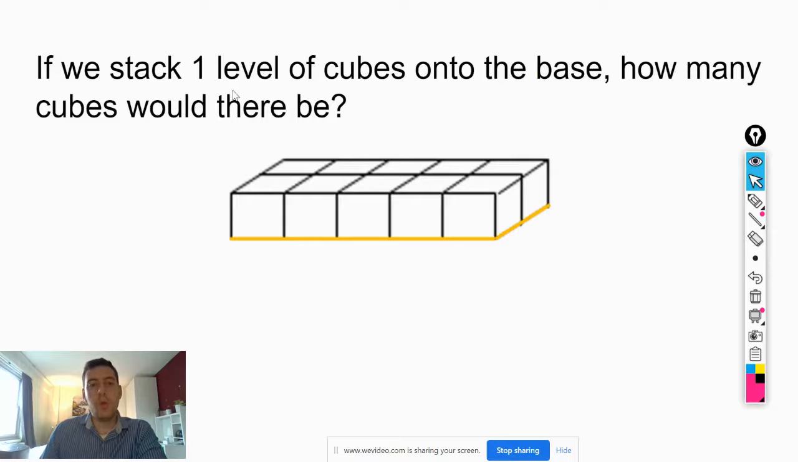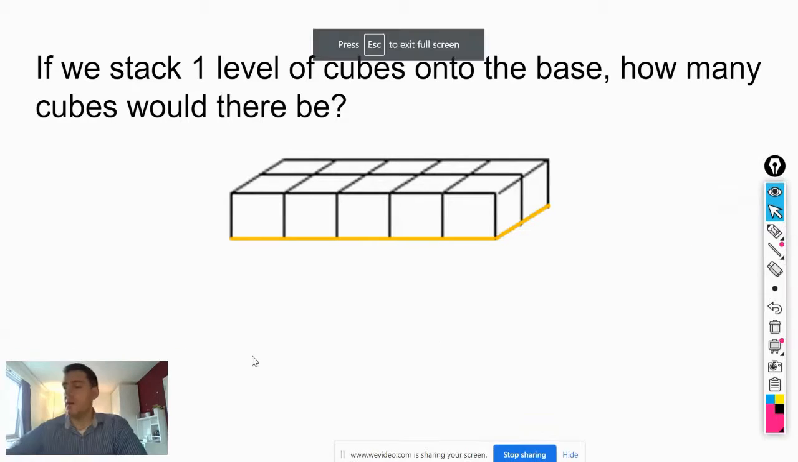Now, if we stack one level of cubes onto the base, how many cubes would there be? So the base was 10 square units. Now we're going to stack cubes on top of the base. How many cubes would there be if we did that?